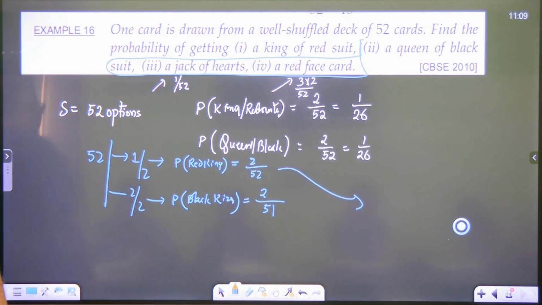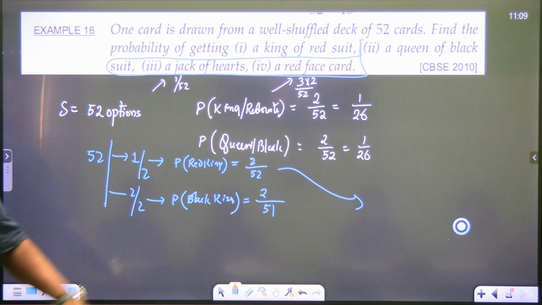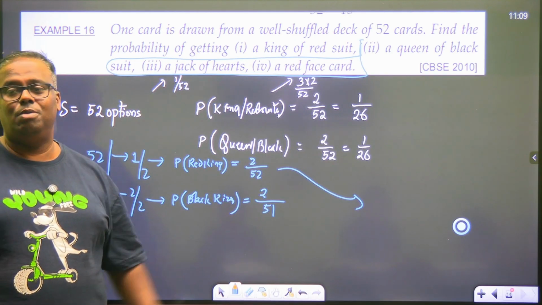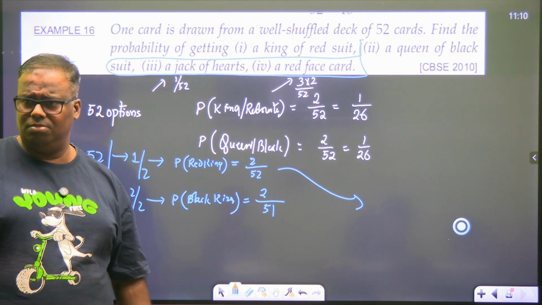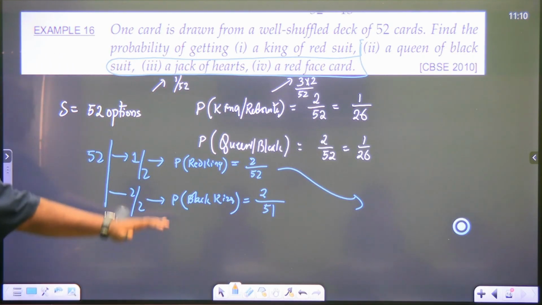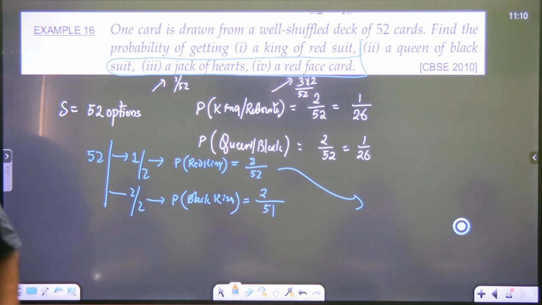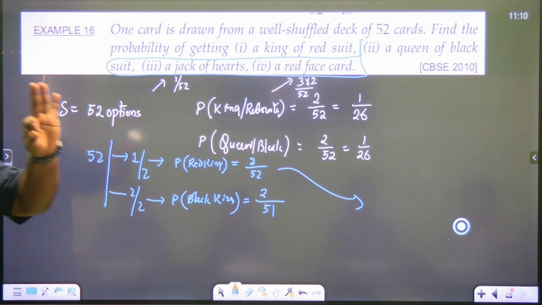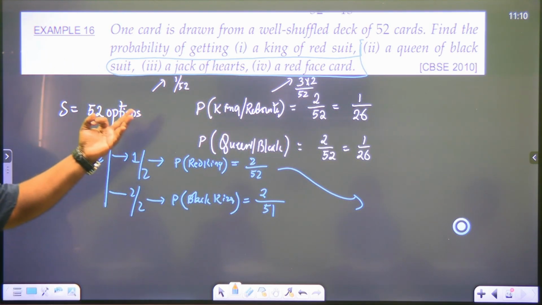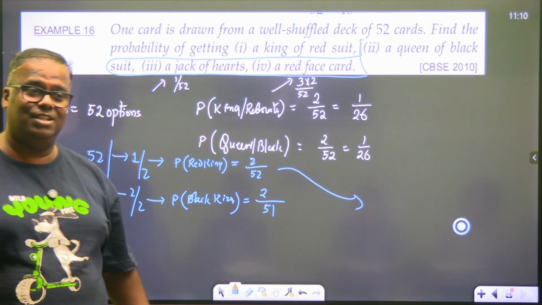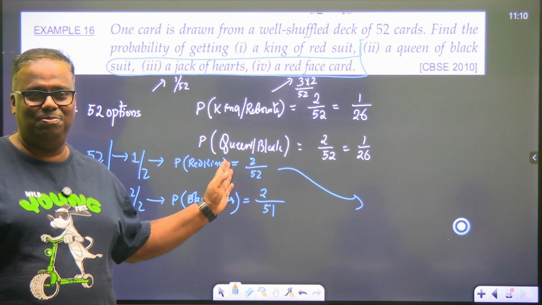Considering that the first pulled out card is a king of hearts, what is the probability of getting a king of diamond? How many kings of diamond are there? Only one king of diamond. Or if this question was like this: after the first card, the next question is, what is the probability of getting a king? 3 kings are left out of 51 cards. So it will become 3 by 51. What is the probability of getting an ace? 4 by 51 because none of the aces has been picked up.